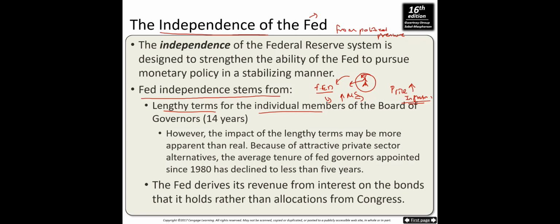However, the impact of lengthy terms may be more apparent than real. Because of attractive private sector alternatives, the average tenure of Fed governors appointed since 1980 has declined to less than 5 years. And the second thing is that the Fed derives its revenue from interest on the bonds that it holds rather than allocations from Congress. So the Fed is not getting money from Congress. Therefore, the Fed is more independent in terms of decision making.